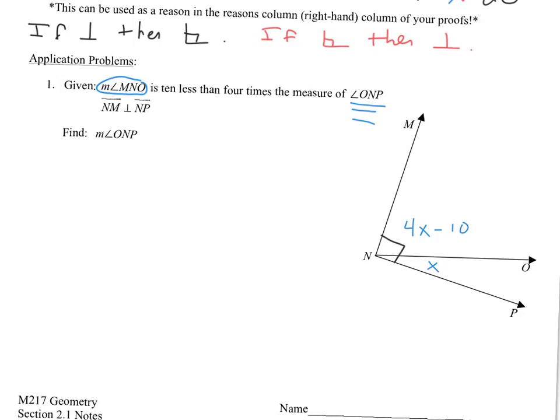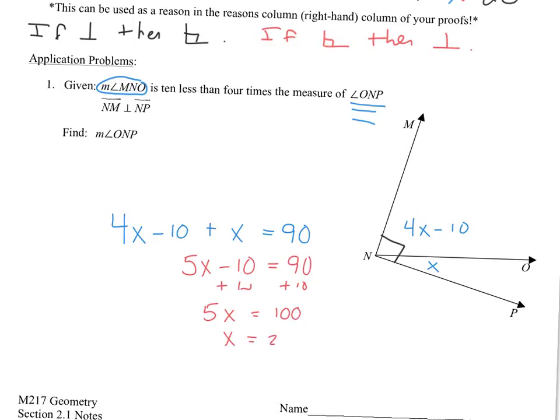Now the perpendicularity again implied that there's a right angle. So my equation is going to take angle MNO, which is 4x minus 10, add angle ONP, which is x, and set it equal to 90. So I'm going to go ahead and solve this. I got like terms, so 5x minus 10 is 90. Add 10 to both sides, and 5x is equal to 100. So then x is equal to 20.